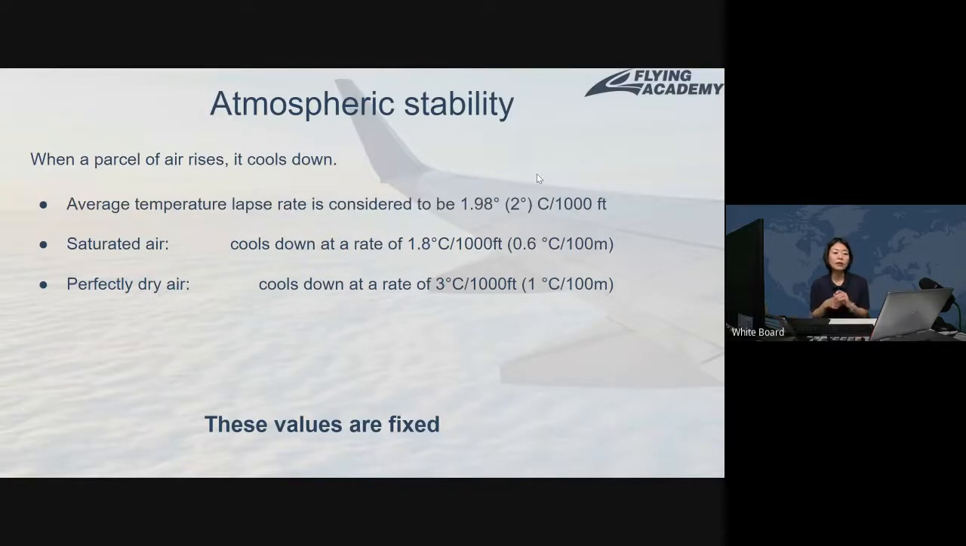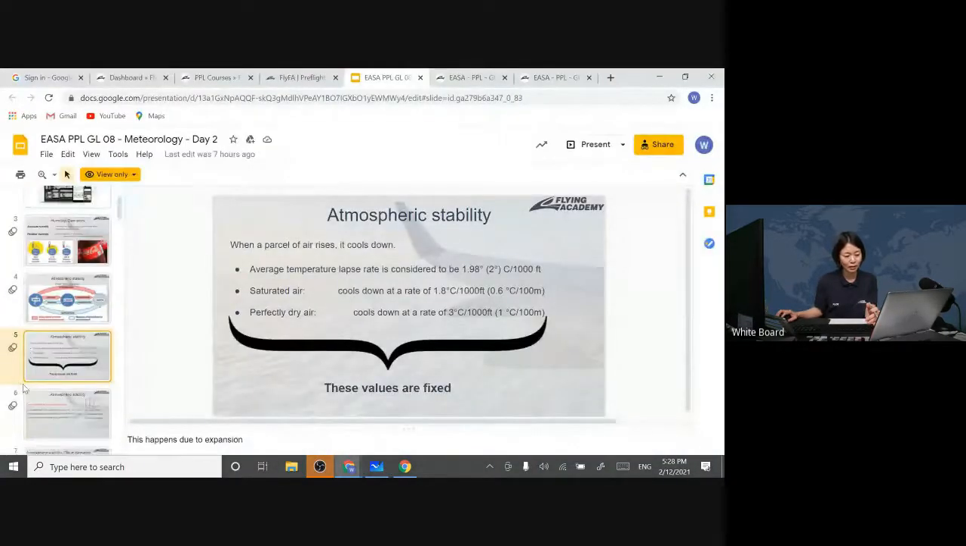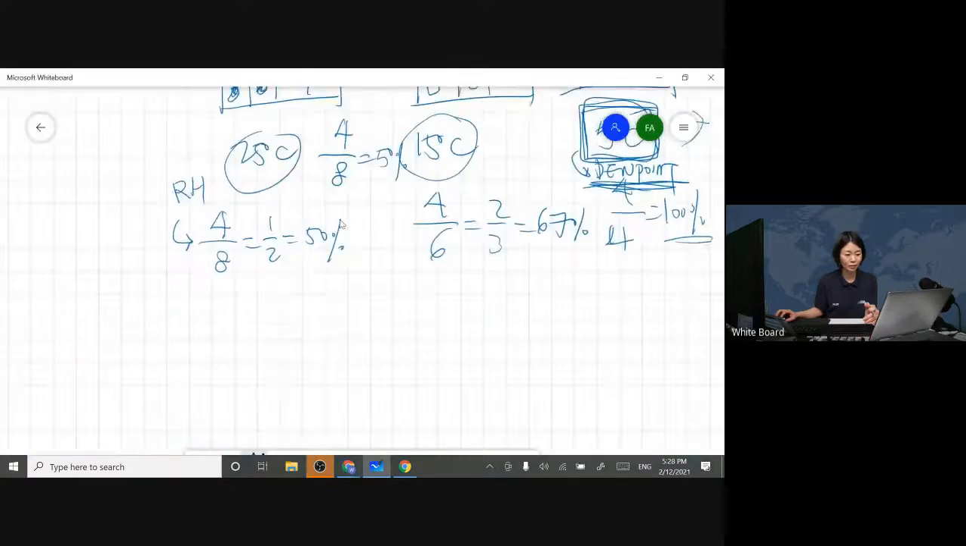So when you're talking about the stability of the air, when a parcel of air rises, it cools down. When you go higher, the temperature goes down. But before we talk about the average temperature lapse rate, the saturated air lapse rate, and the perfectly dry air lapse rate, we need to talk about adiabatic cooling.